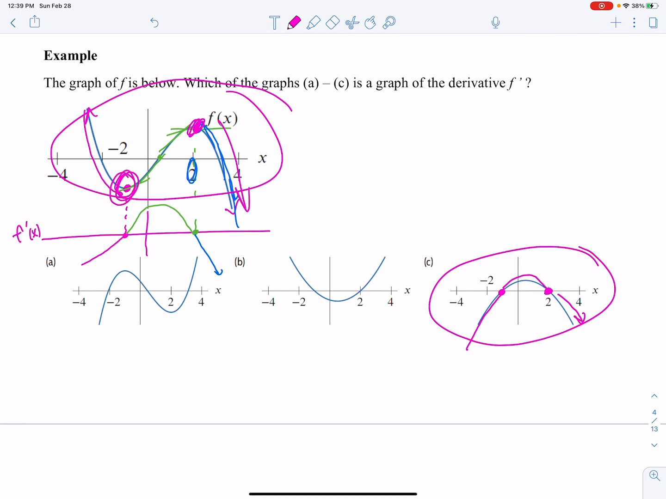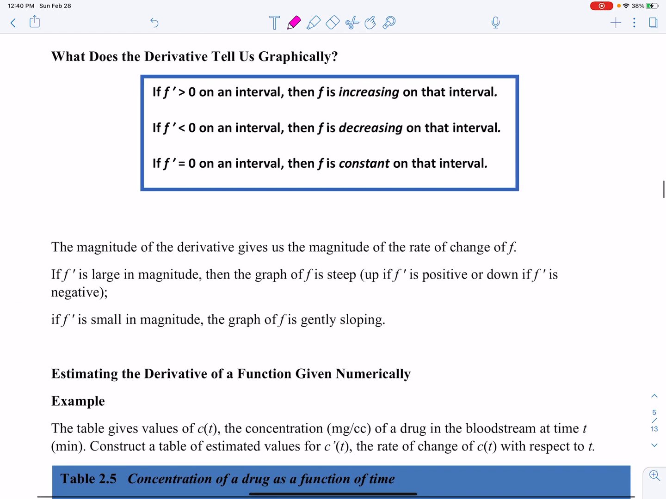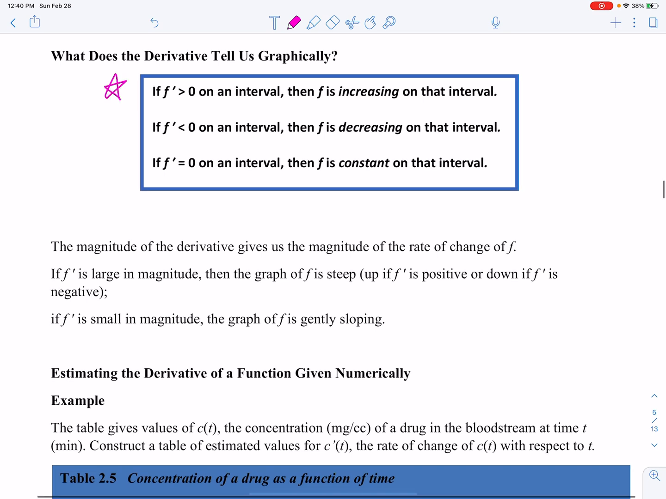Again, you might want to watch that explanation a couple times. It's kind of complicated, but it is important to understand. What does the derivative tell us graphically? I've been mentioning this several times now. These 3 facts are extremely important to know.